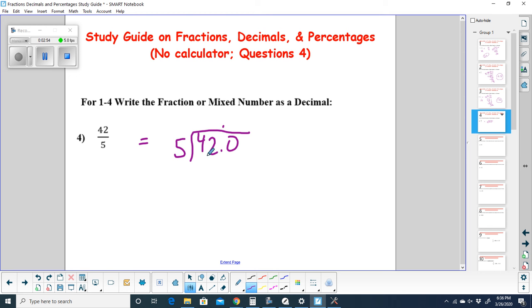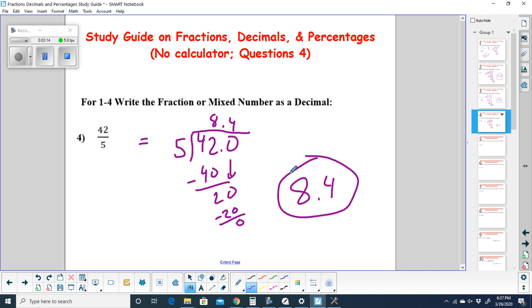5 goes into 42 8 times. 8 times 5 is 40. Remainder is 2. Bring down a 0. Now I'm beyond the decimal point. 5 goes into 20 4 times. 4 times 5 is 20. No more remainder. The answer is 8.4. Now, you might recognize also that 5 goes into 42 8 times with a remainder of 2 over 5. Well, 2/5 is also equal to 4/10. 8 and 4/10.